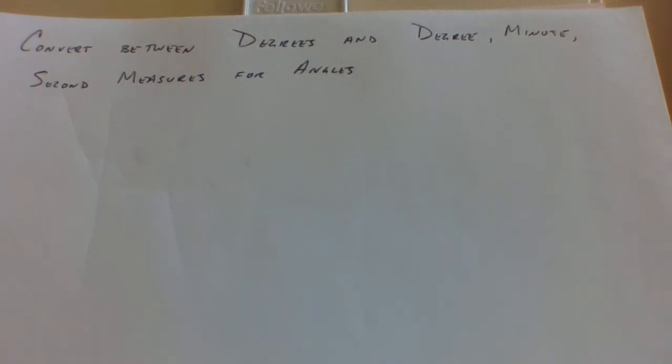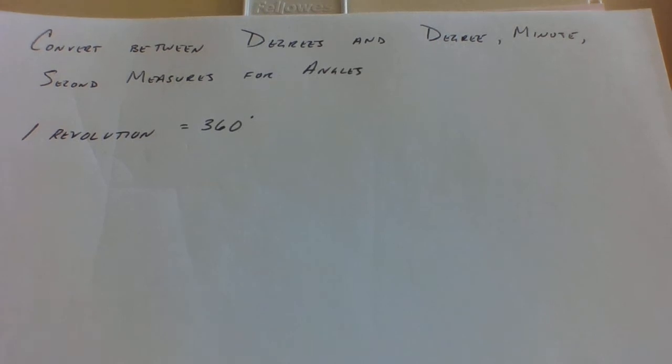Let's talk about converting between degrees and degrees, minutes, seconds when we're working with angles. Let's go ahead and start with some information we're going to need to know when we're working with these problems. One revolution, or one full circle, is going to be a total of 360 degrees. Now, we can take that 360 degrees and start breaking down those degree measures into smaller and smaller pieces.